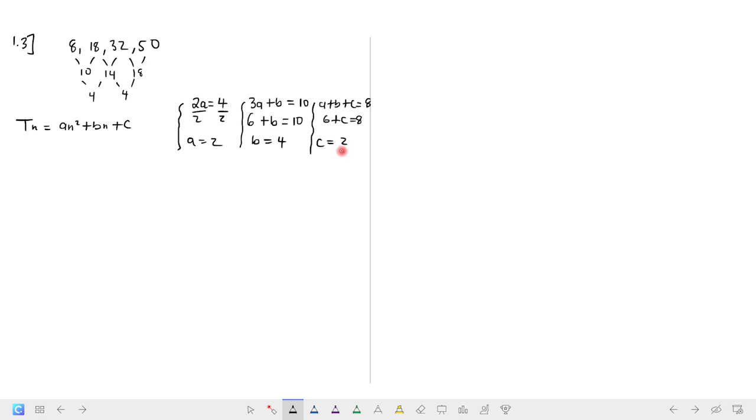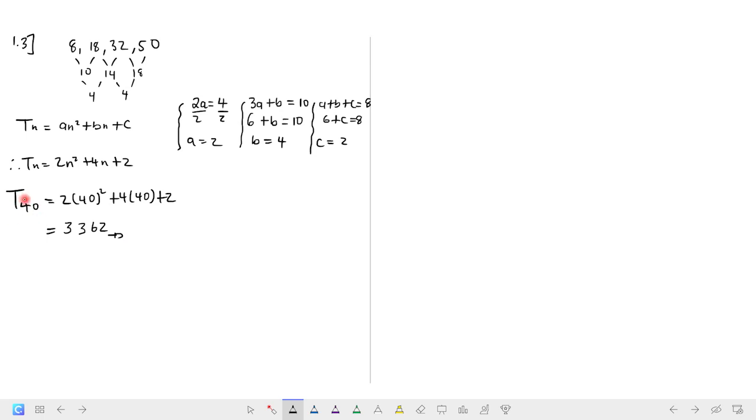This then means our Tn is 2n squared plus 4n plus 2. Now what do we do here? We then calculate T40 of this. T40 is going to be 2 times 40 squared plus 4 times 40 plus 2, and when we press this on the calculator, our answer is 3,362, and that is the value for T40.